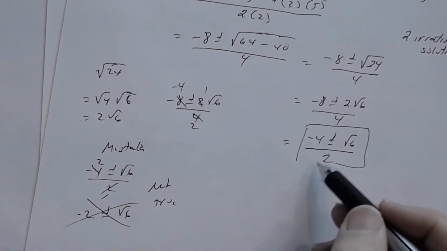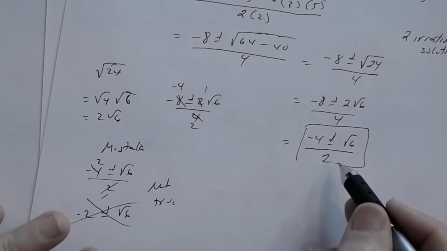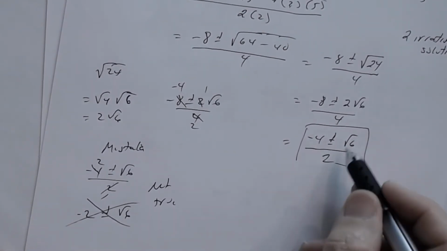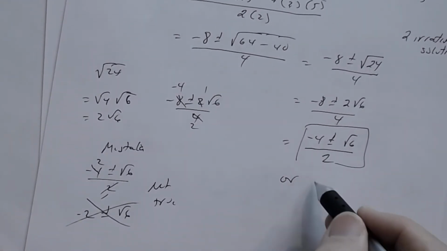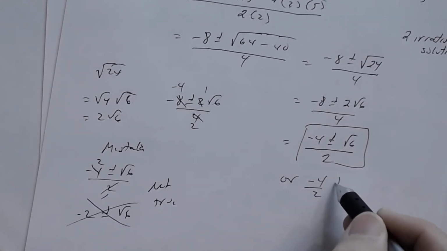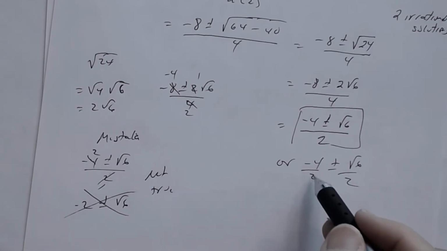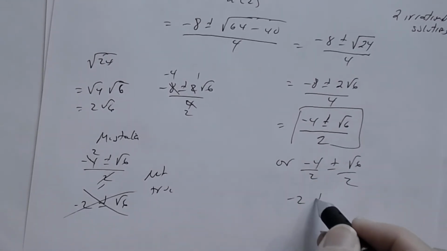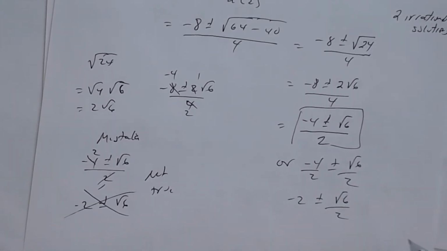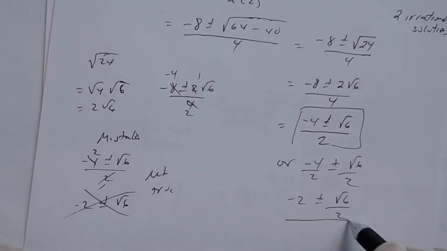Because if you split this apart, because remember, there are different ways you can write this answer, correct? So you can write 2 separate fractions now. So in other words, you can write this as negative 4 divided by 2 plus or minus the square root of 6 divided by 2. Now negative 4 divided by 2 is negative 2 plus or minus the square root of 6 divided by 2. You can't simplify that, so that's all you can do.